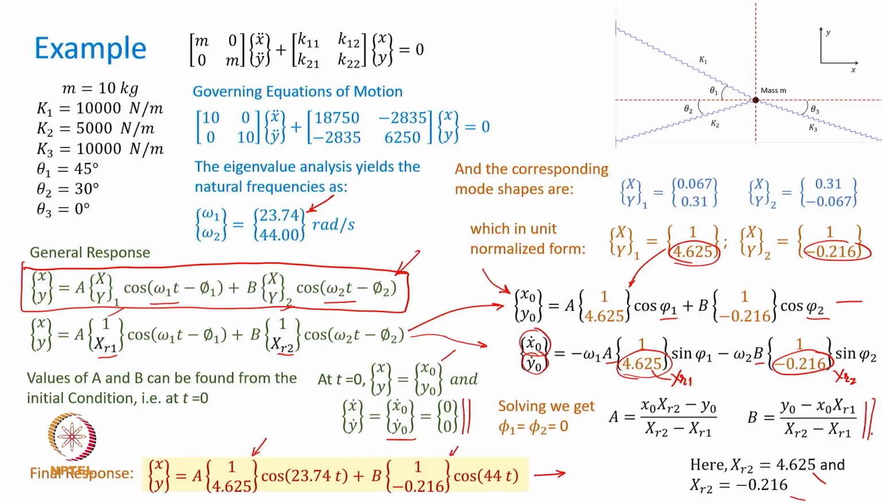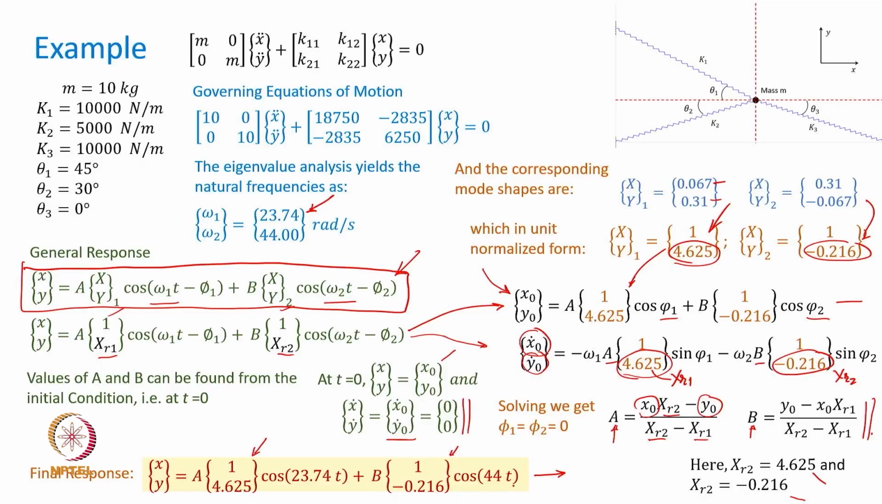If I get the values of a and b by using the prescribed x naught and y naught, I can, because this is already known to me through the eigenvalue analysis, because I know these mode shapes, the unit normalized mode shapes. How did I get this unit normalized? I divide this entire column by the first element, and then you can show that you get this one. Similarly here, you divide the first element by itself and the second element by the first element. That's the unit normalized mode shape.